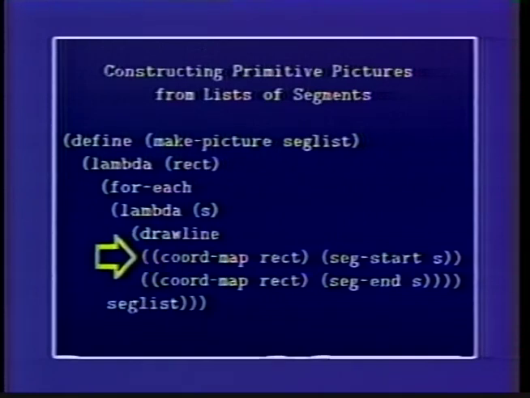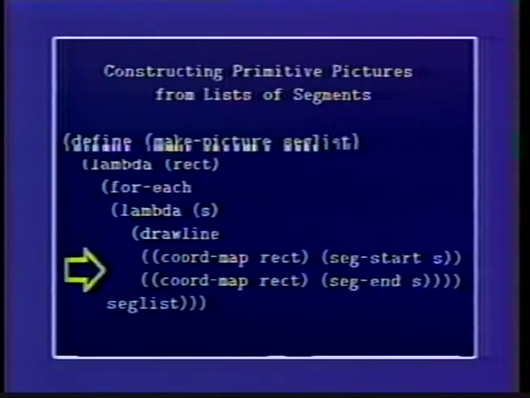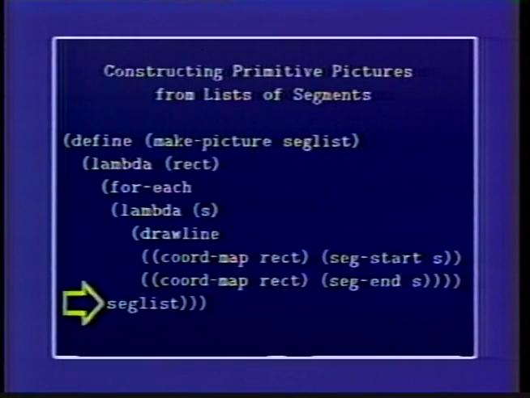That's the first new point it wants to do. Then it takes the end point of the segment, transforms that by the coordinate map of the rectangle, and then draws a line between them. Let's assume draw a line is some primitive that's built into the system that actually draws a line on the display. Right, so it transforms the endpoints by the coordinate map of the rectangle, draws a line between them, does that for each S in this list of segments.